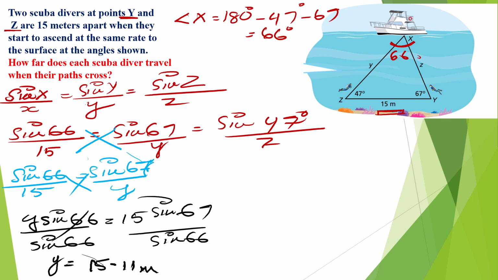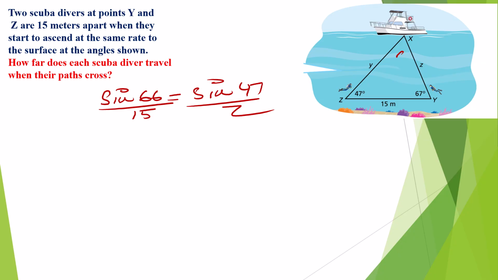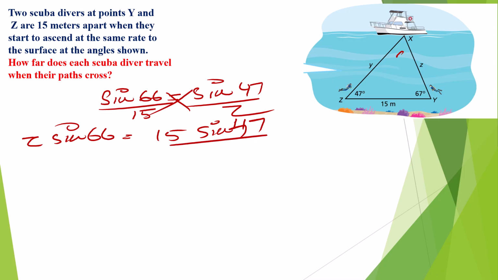So to find z, we will take sine 66 over 15 equals sine 47 over small z. Cross multiply, we will get z sine 66 equals 15 sine 47. Now divide both by sine 66 because we need to find the z value, and that's all. So use the calculator to get the answer.